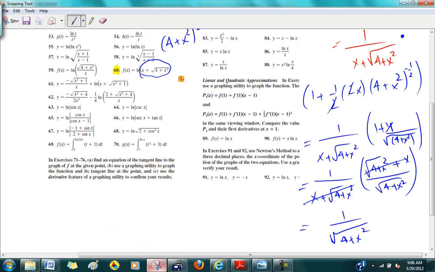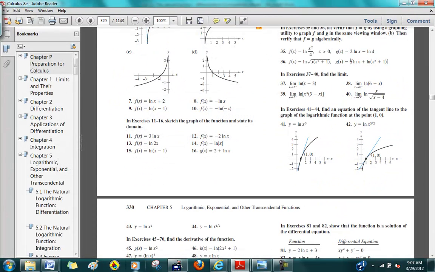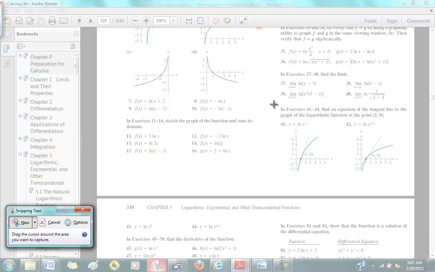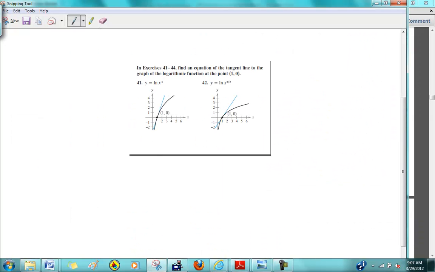Okay, so I'm going to do number 42. So this is the one I'm doing, okay? Make sure your books are open so you know what I'm talking about, because you can't read this stuff anyway, so you have to have your books in front of you, okay? You're asked to find the equation of this tangent line that's in blue there, okay?